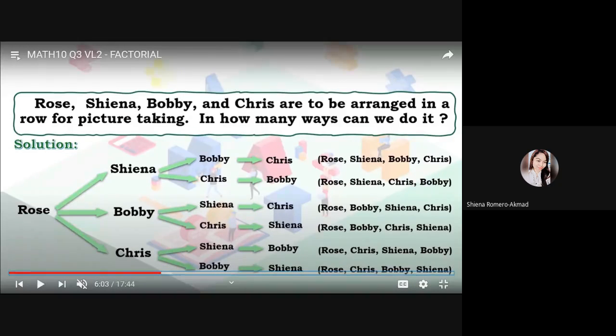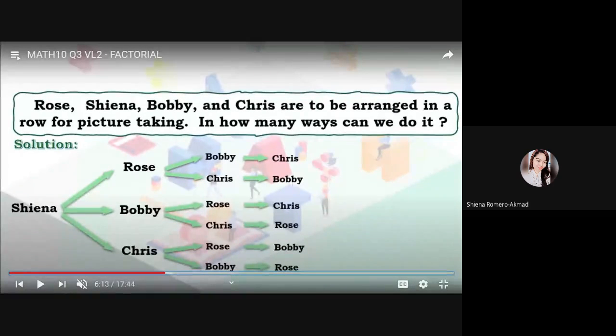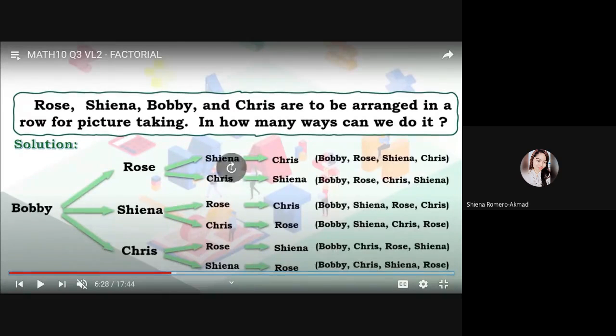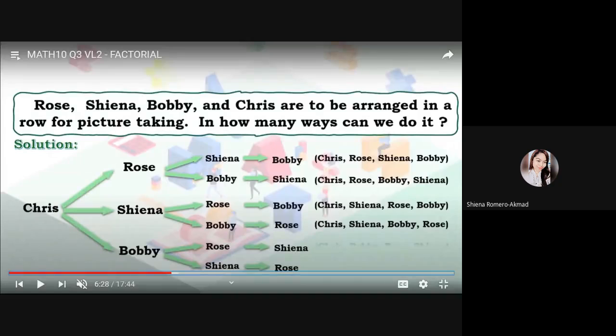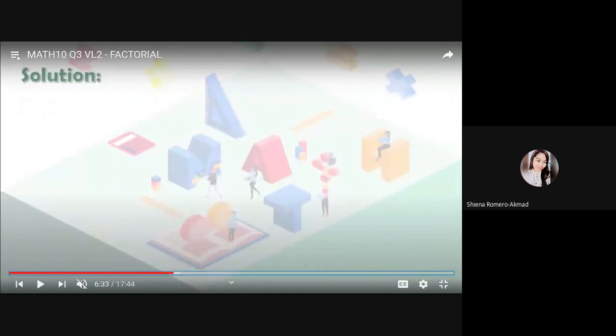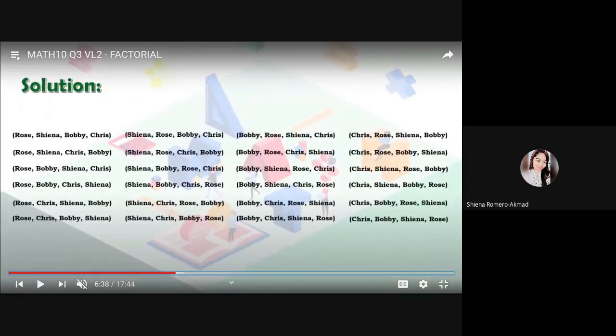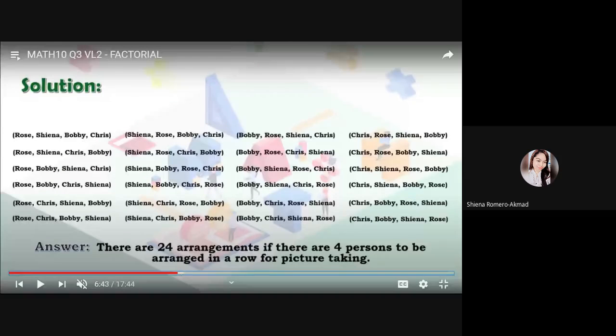Okay? Now, how about if I started with Sheena? Doing the same thing, I'll have the following arrangements. And if Bobby is in the first position, we'll have this arrangement. Then if Chris is in the first position, we'll have this arrangement. So all in all, if you look at the solutions that we have, meron tayong 1, 2, 3, hanggang 24 na arrangements. Okay? So, if there are 4 persons to be arranged in a row, you'll have 24 arrangements.